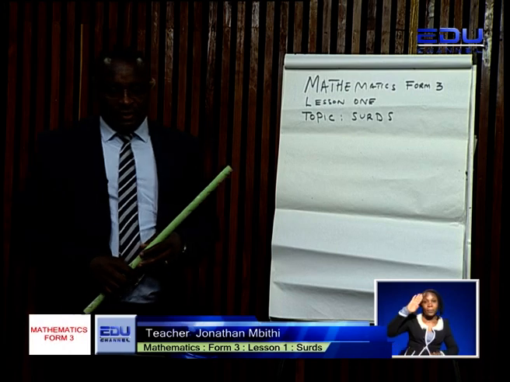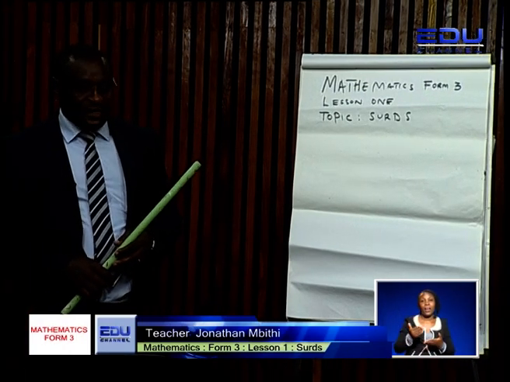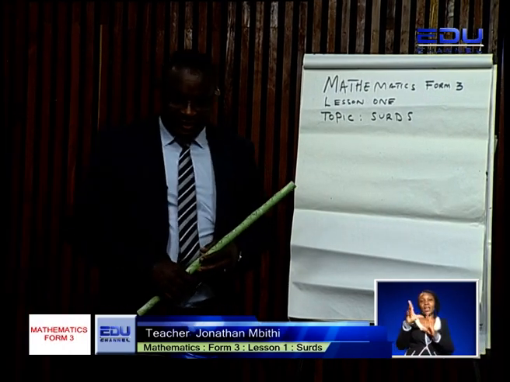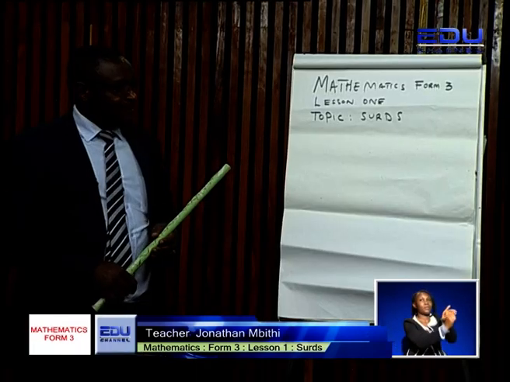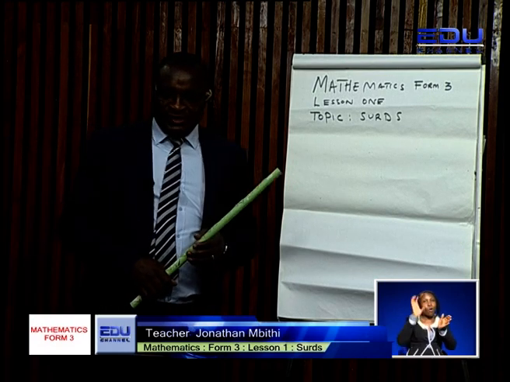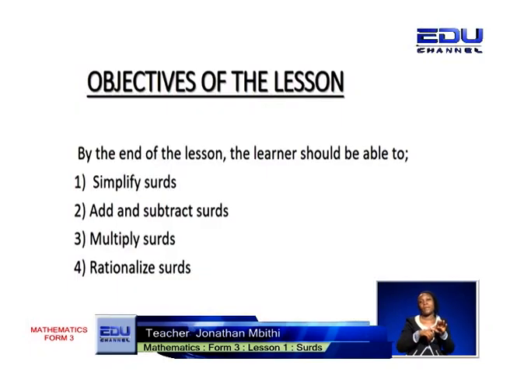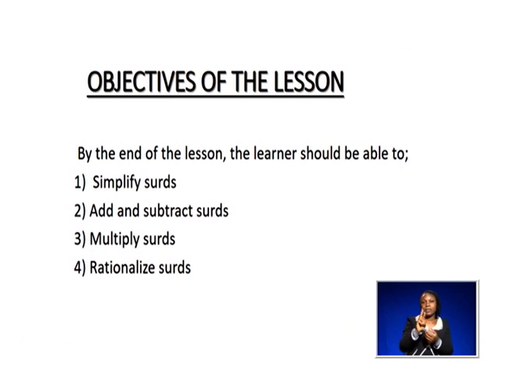Hello students, welcome to Mathematics Form 3 lesson. The topic of our interest today is surds. Objectives of the lesson. By the end of the lesson, the learner should be able to, number one, simplify surds. Number two, add and subtract surds. Number three, multiply surds. And number four, rationalize surds.